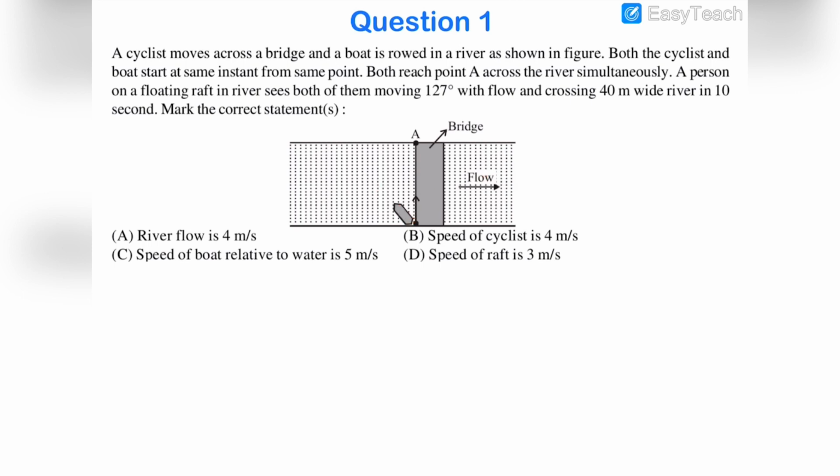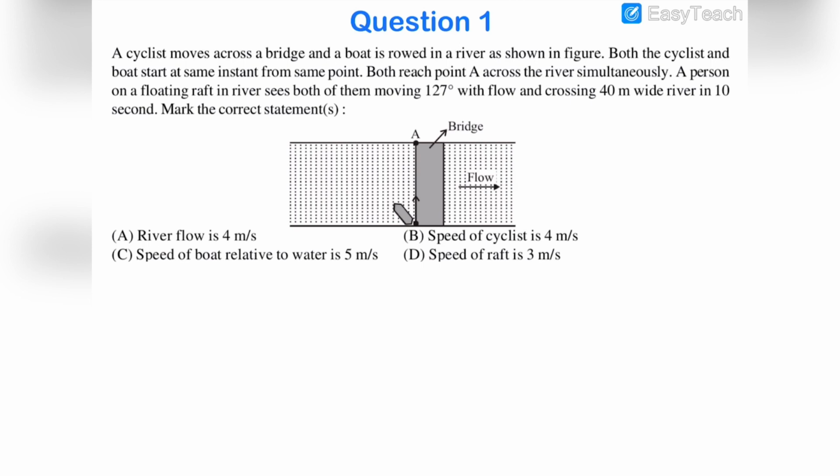cyclist and boat are moving at an angle of 127 degrees from the flow, and they both cross the river in 10 seconds, and the width of the river is 40 meters. So we have to mark the correct statements.